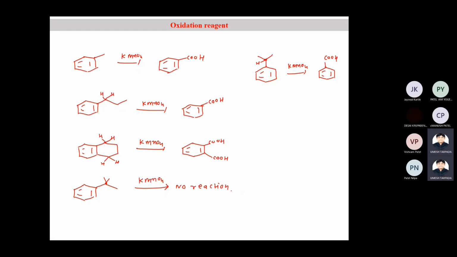So up to here, is there any doubt? If you have any doubts, then you can ask me. So I think most of the oxidizing reagents have been covered. Now in the next lecture, we are going to take up reducing reagents. Thank you very much.